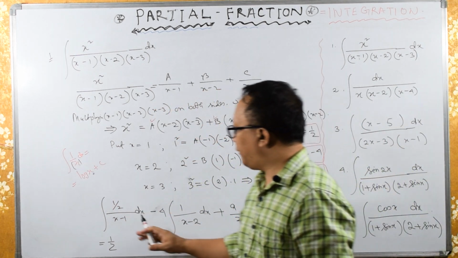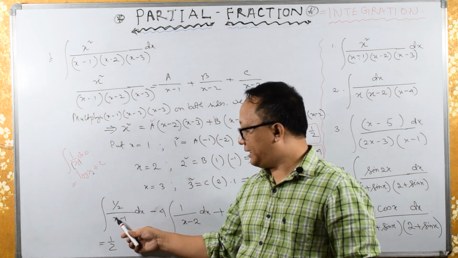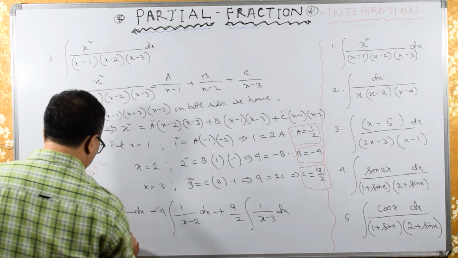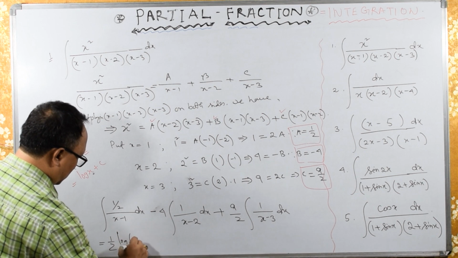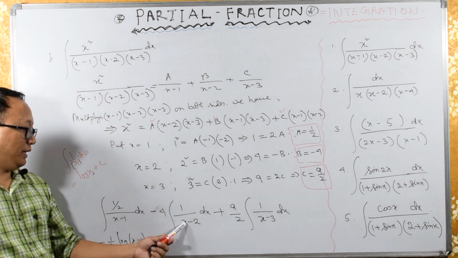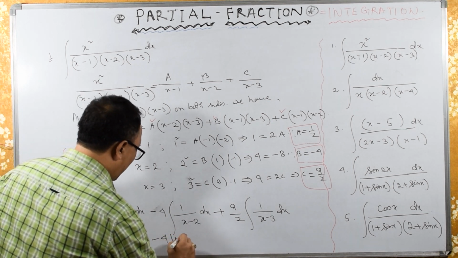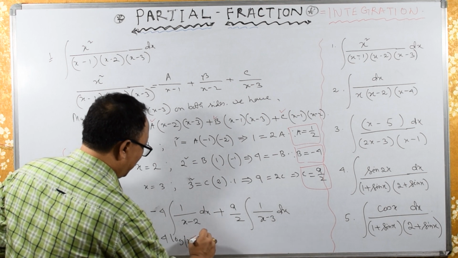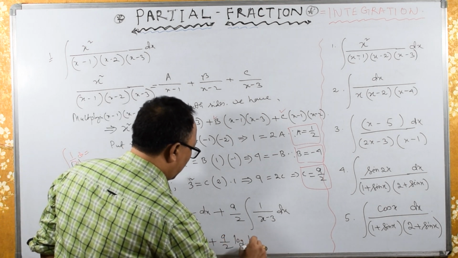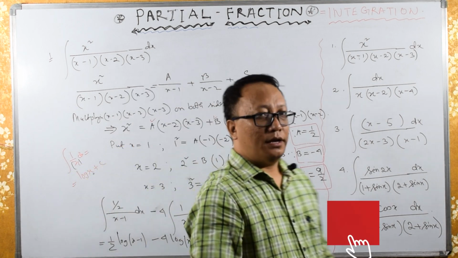Therefore, you have x minus 1 in the denominator. If you differentiate x minus 1, what are you getting? 1. Therefore that is log of x minus 1, times half, minus 4. Similarly here, if you differentiate x minus 2, you are getting 1. Therefore that is log of x minus 2. Similarly plus 9 by 2 log of x minus 3 plus c. This is the correct answer.